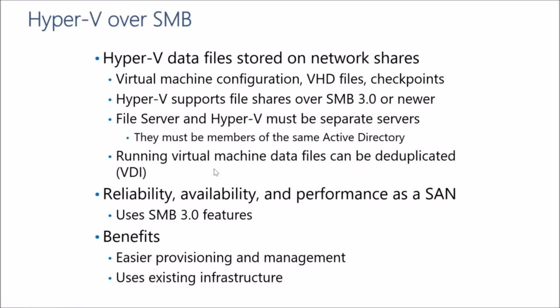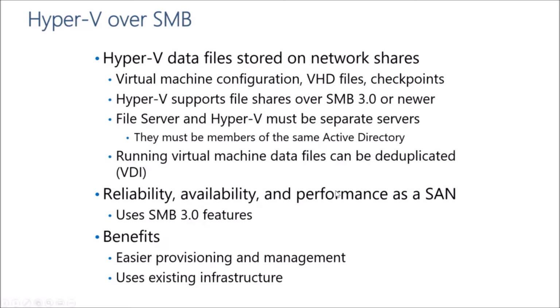Hyper-V data files can be stored on network shares. A virtual machine configuration can be stored, and the VHD files, which are the virtual hard disk files. I know VMware uses VMDK, but Hyper-V uses VHD or VHDX, depending on the generation. The checkpoint or snapshot files can be stored on the file shares, and Hyper-V supports file shares over SMB 3 or newer, not older ones. File shares for Hyper-V must be on separate servers, and they must be members of the same Active Directory. That makes life so much easier.